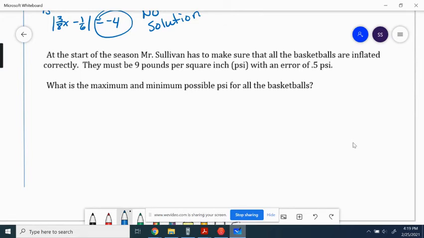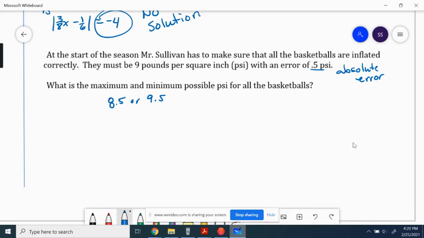All right, so first what we have here, the error of psi, this is called the absolute error. And so we know that this needs to be plus or minus 9, right? So the possible values of PSI would be 8.5 or 9.5, right? It could be either off a little bit less or a little bit more.